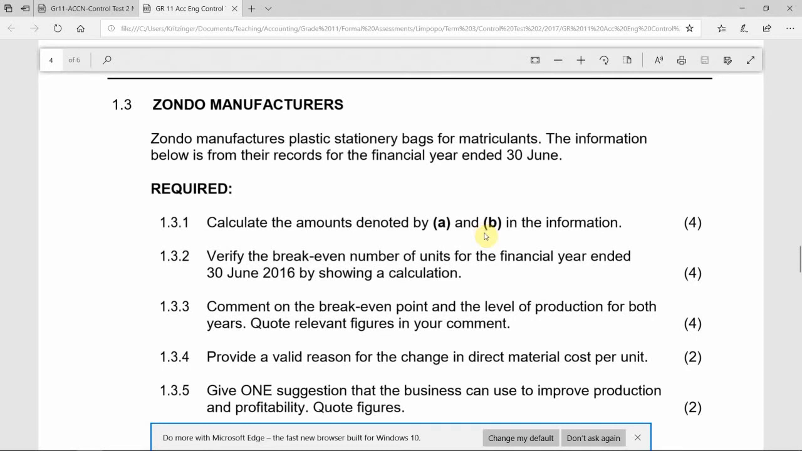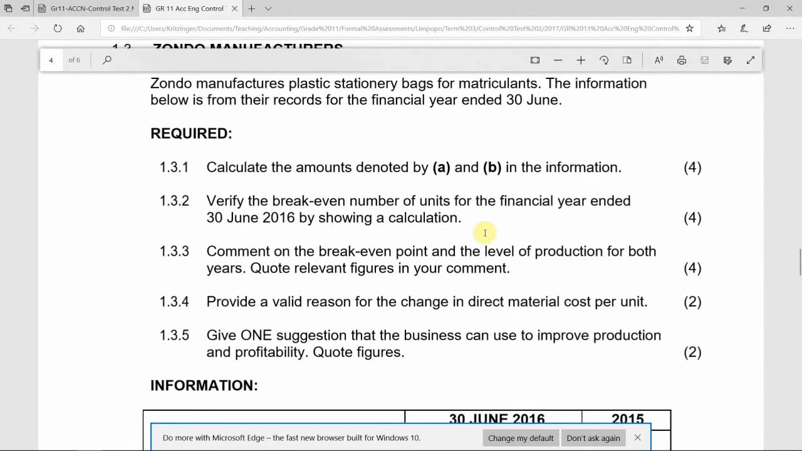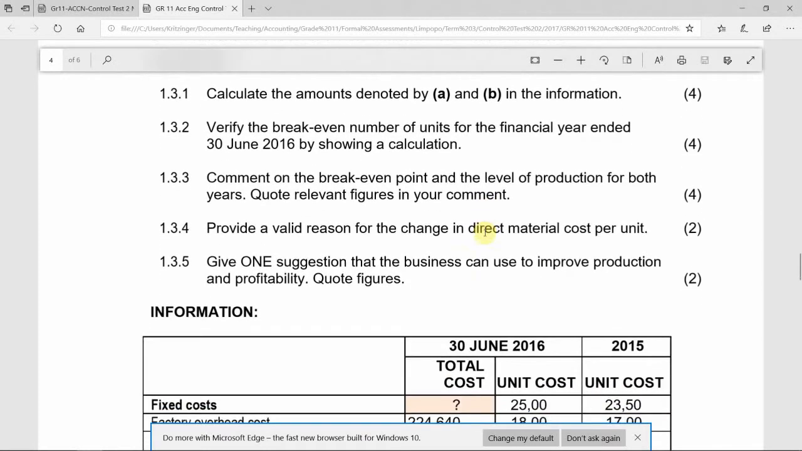Question 1.3. Zondo manufactures plastic stationery bags for matriculants. The information below is from the records for the financial year ended 30 June. 1.3.1. Calculate the amounts denoted by A and B in the information.